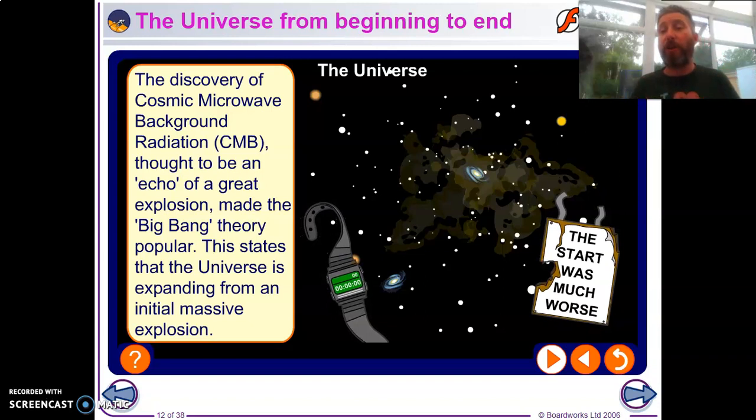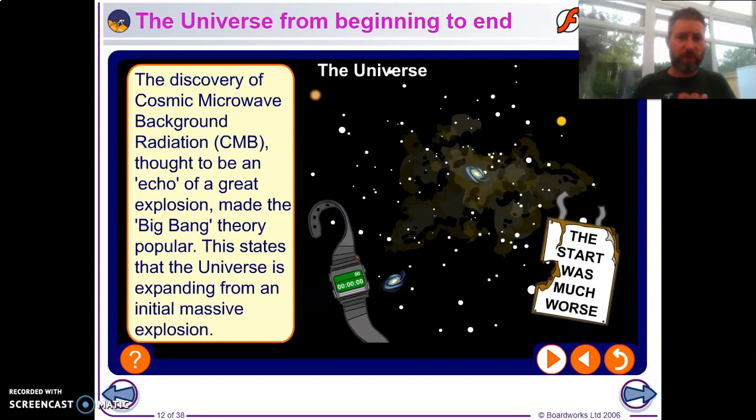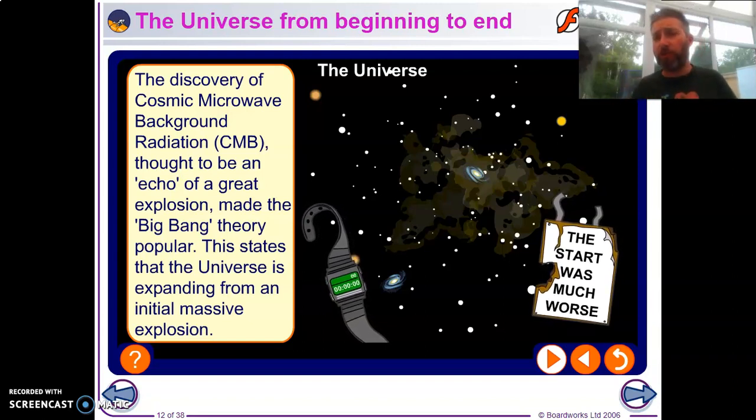And matter started to form, tiny subatomic particles, things like quarks. Quarks formed protons and electrons. Electrons and protons started to form atoms. Hydrogen was formed, and then you get fusion into much larger atoms.